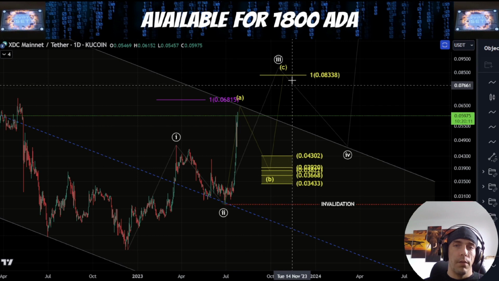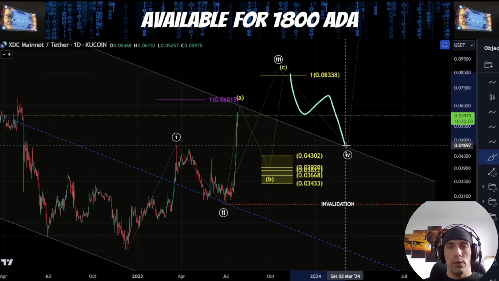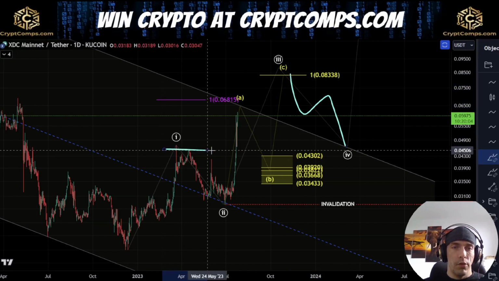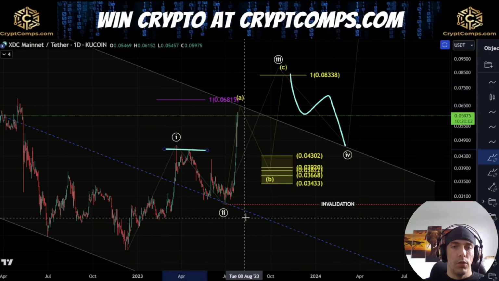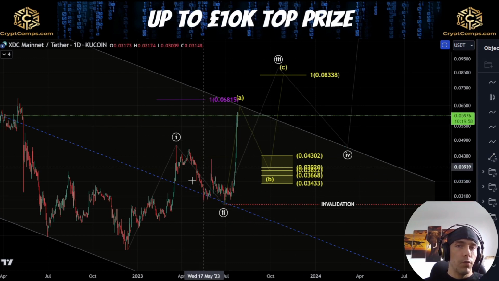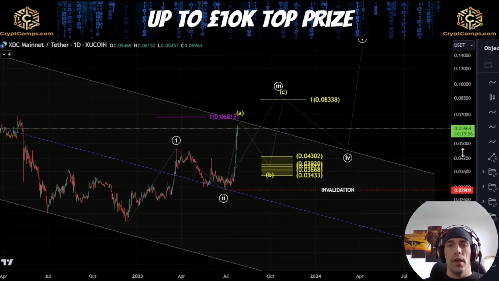then we need to just be careful, because if we don't get this additional three-wave move developing and finding its support here, we'd want to get an interaction with this wave 1, but we wouldn't want to cross this wave 2. So this would be our invalidation point of this idea. So as long as we're above that, we do have potential to push to the upside here.